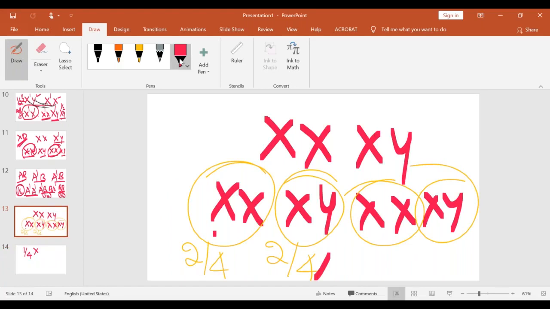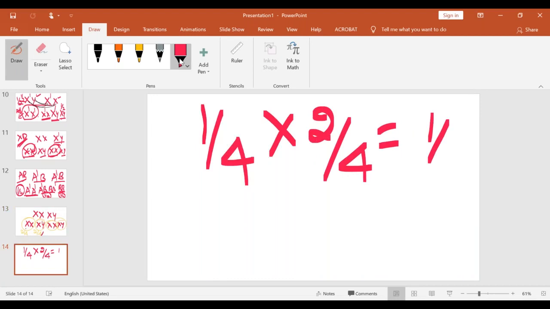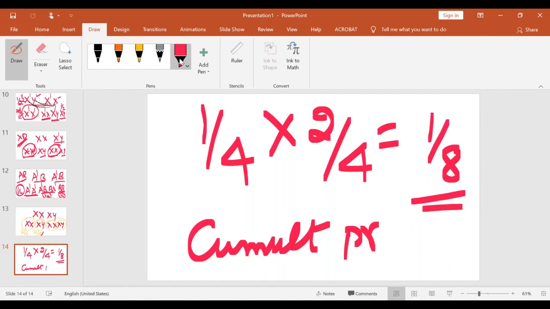1/4 × 2/4 is equal to 1/8. This is the cumulative probability. So whenever you get a question like this, son or daughter, first of all you need to see, according to their situation, what is the chance of having an affected or unaffected child, that you have to calculate, and the probability of them having a son or a daughter.